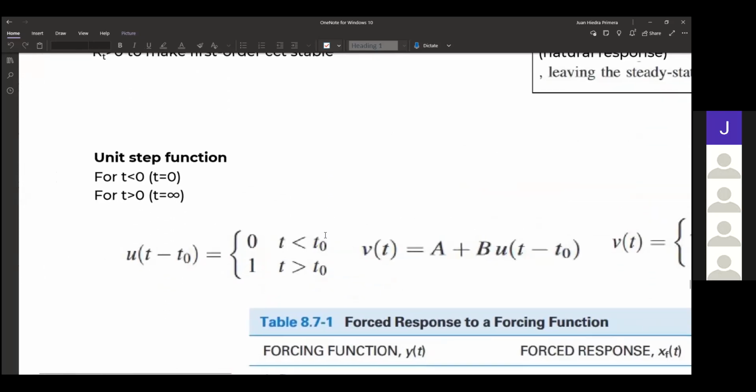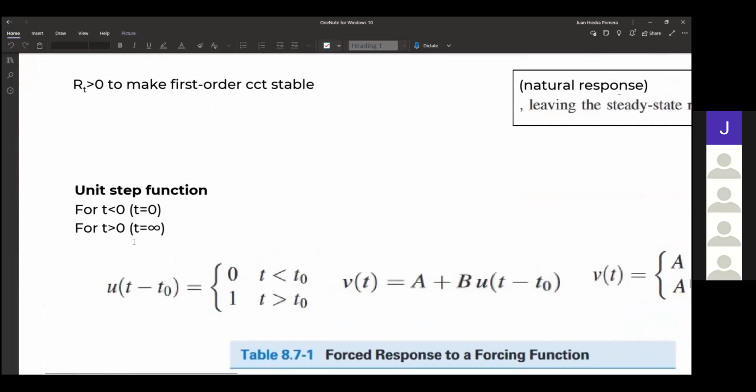Moving on, I'll quickly touch on this, because it's pretty important. The unit step function is simply a function that I'll give you a quick little graphing of it here. The unit step function u of t minus t naught looks like the following.